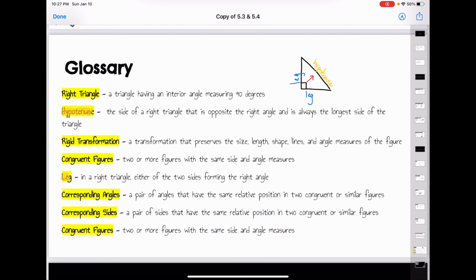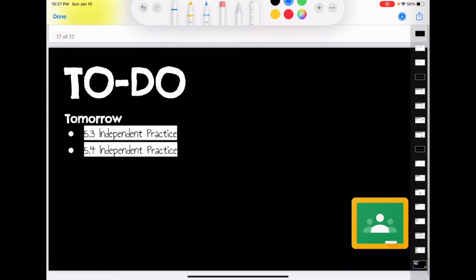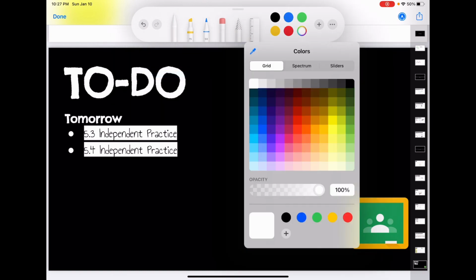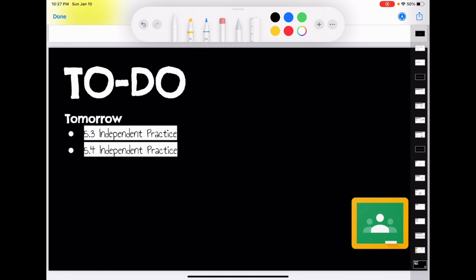Pretty straightforward. Okay, so what is next? What is to do? So tomorrow is an asynchronous day, so you'll be working on independent practice. There are 2 independent practices due. The reason being is that 5.3 is a very short independent practice as well as 5.4. So I believe you can do both in a day, which is tomorrow. But if you need extra time, just reach out to me and I will allow you that extra time to work on this.